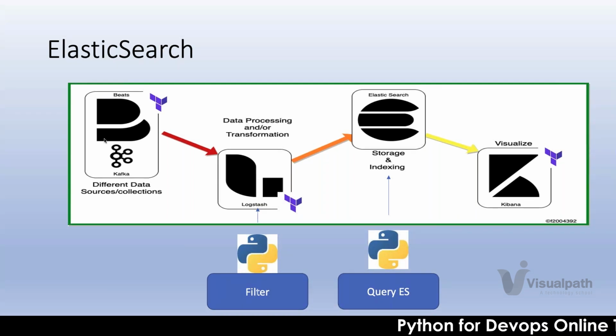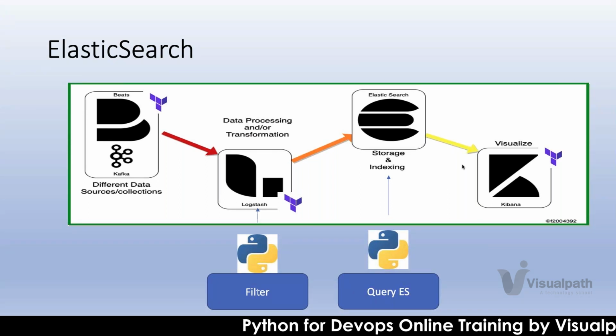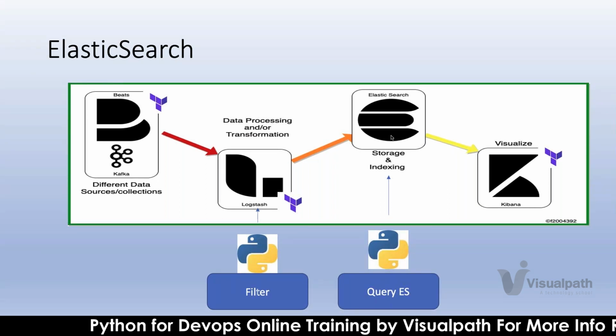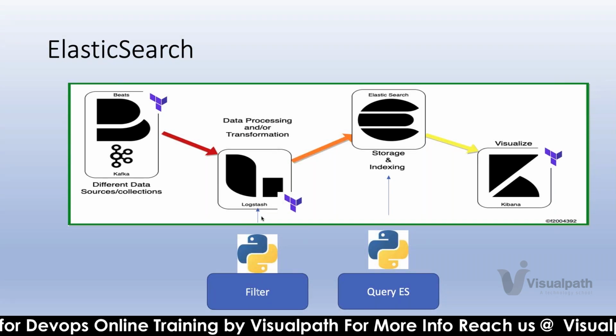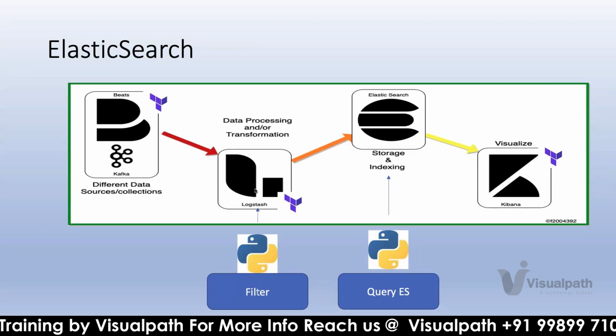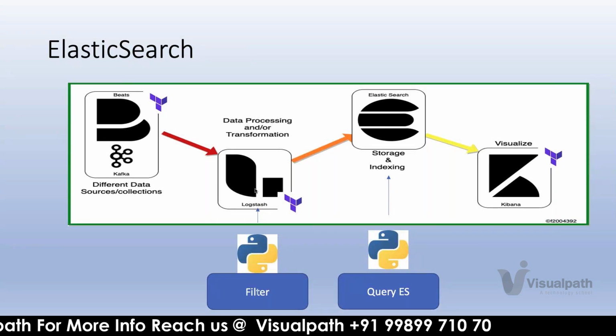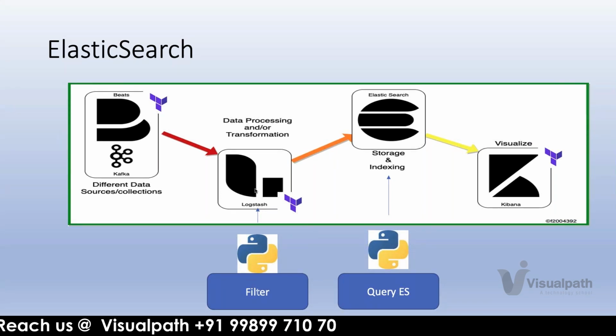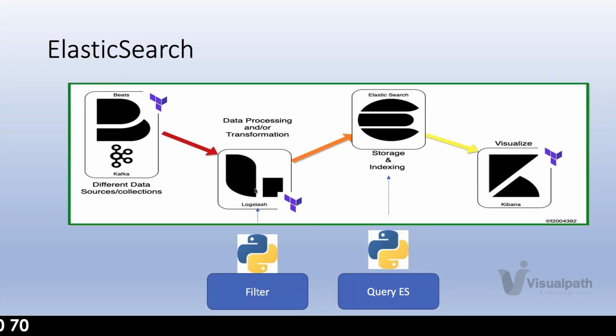And once, let's say, the tool is in place, now you want to change the filters inside the Logstash. You want to put different filtering criteria. Then how do you integrate those filtering criteria? For that you need Python automation, right?